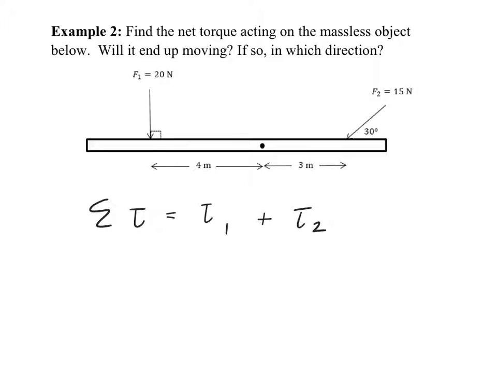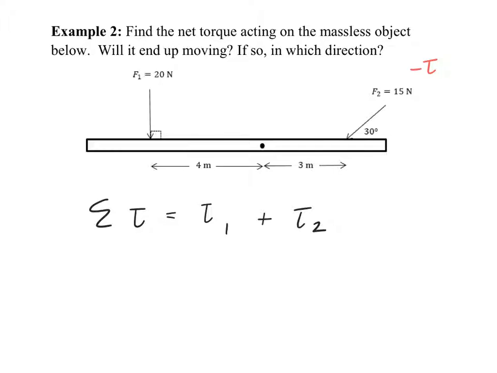Which way does it turn? When I push down, which way does it turn? Clockwise. And clockwise was negative torque. So F2 will cause a negative torque. What do you think F1 will cause then? Positive torque. They're both pushing down, but one is on the other side.